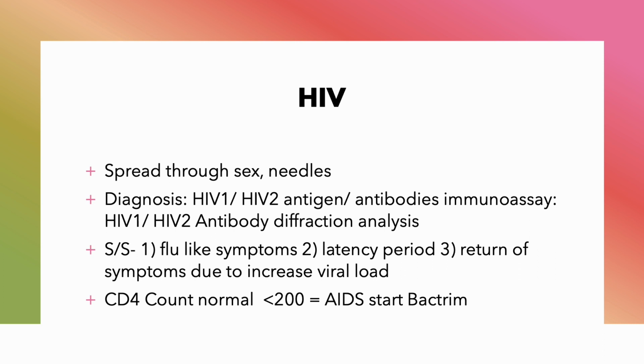It's spread through sexual transmission, or if you work in healthcare or sharing needles of any sort, that can spread HIV. Diagnosis would be your HIV-1 and HIV-2 antigen antibody immunoassay. Signs and symptoms are flu-like in the first stage. The second stage is going to be the latent period. The third stage would be the return of the flu-like symptoms, and that would be due to the increase in the viral load. So CD4 count, if it's less than 200, the patient is diagnosed with AIDS. And that's when you can start prophylactic Bactrim.